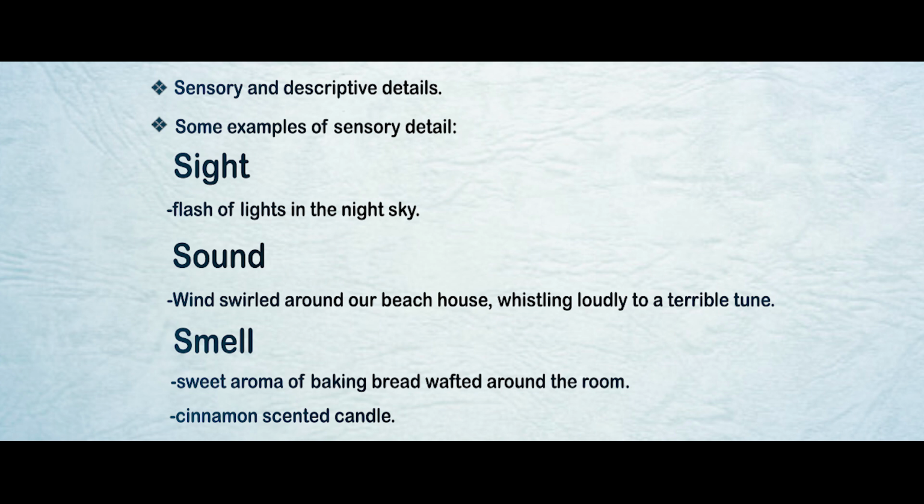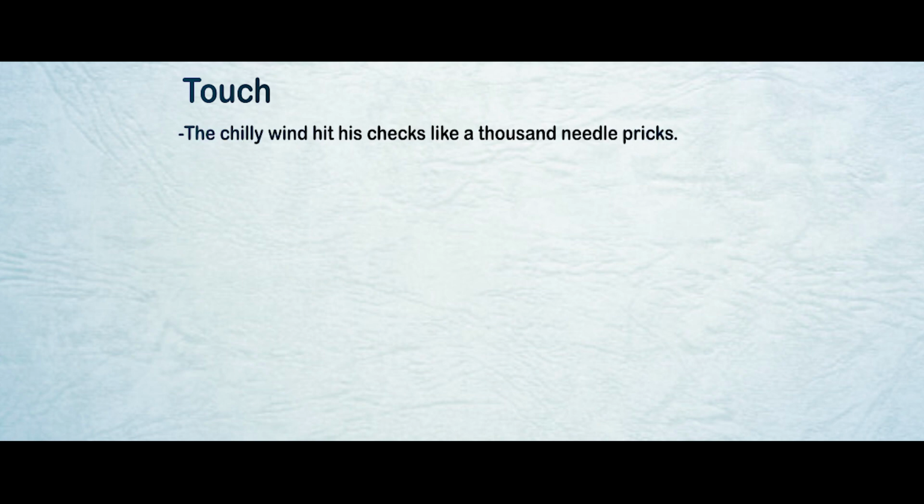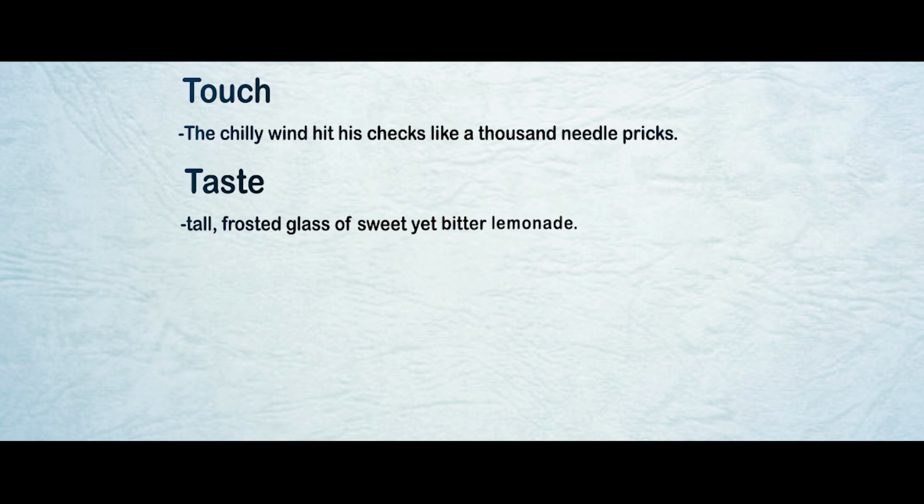So when you are writing the sensory details, you must be able to build a picture in the reader's mind. Next, touch: the chilly wind hit his cheeks like 1,000 needle pricks. So touch, feeling. You can even feel that when you read that sentence. Okay, the next one, taste. Example: tall frosted glass of sweet yet bitter lemonade. Can you get the taste? Bitter lemonade? Yes, you do, right?